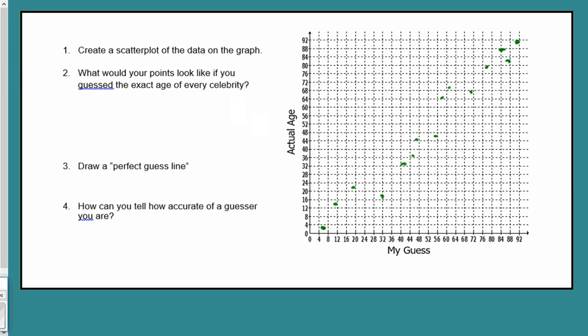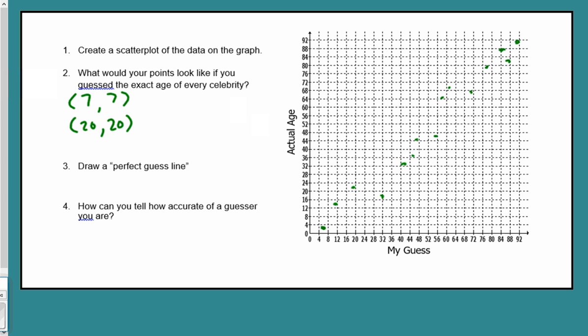So let's talk about number 2. What would it look like if you guessed the exact age of every celebrity? If your guess was exactly the same as their actual age, what would those points look like? Think about a table or some coordinates here. If they were really 7 and you're a perfect guesser, well, your guess would be 7. If they were 20 and you guessed 20, well, it'd be 20.